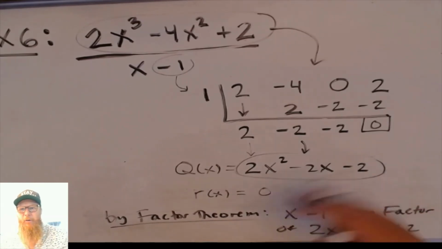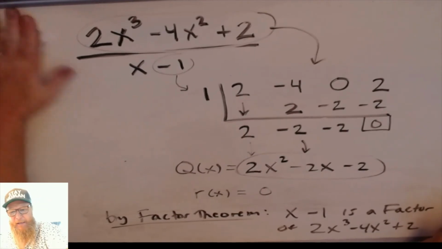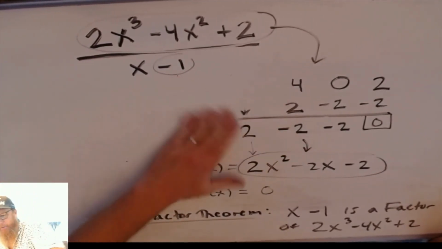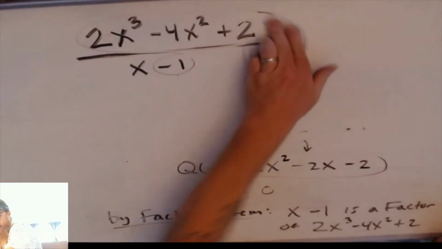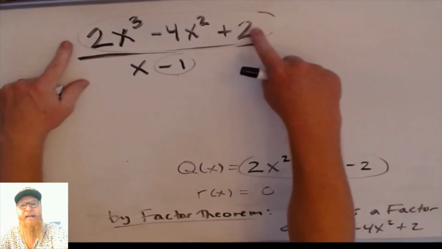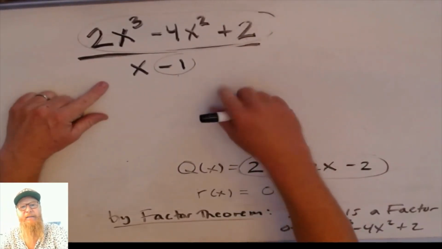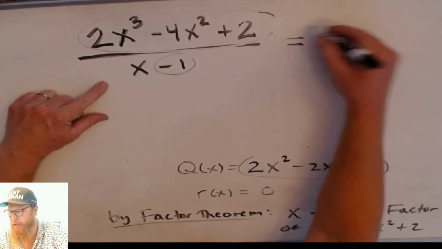Okay. So when you write an answer for something like this, it would be very simple. You would have your p of x, that's your dividend, divided by d of x is just equal to q of x.